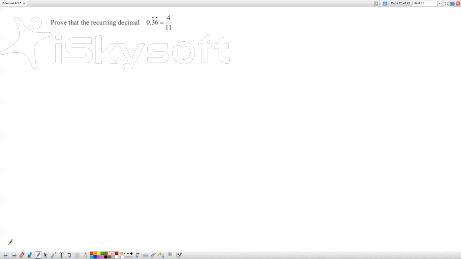We're asked to prove that the recurring decimal, 0.36 recurring, is equal to 4 over 11. There are a number of ways that you might want to do this. Let's look at the simplest way. First off, let x equal this recurring decimal, 0.36 recurring. Using that, I'm going to find 100x. This times 100 gives 36.36 recurring. We've shuffled along the decimal point.